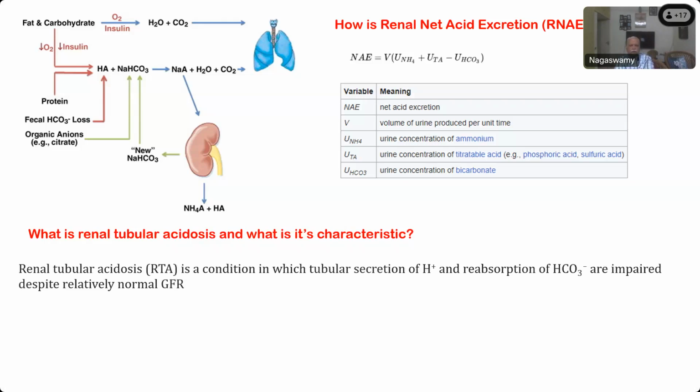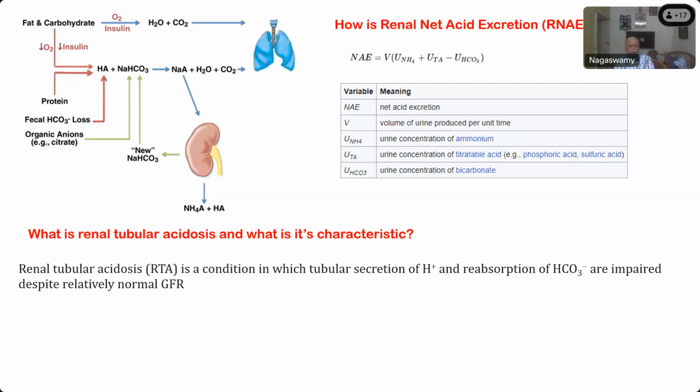This is a condition in which tubular secretion of hydrogen and reabsorption of bicarbonate are impaired, despite the fact that GFR is normal. Whereas in patients with chronic kidney disease, CKD, GFR is the one which gets affected. So we always assess the severity of CKD by GFR, isn't it? Normal is 90 to 120. Anything less than 90 is grade 1, 60 to 90 grade 2, 30 to 60 grade 3. Like that, we keep on grading the severity of CKD by GFR.